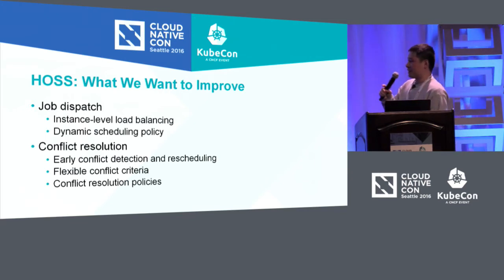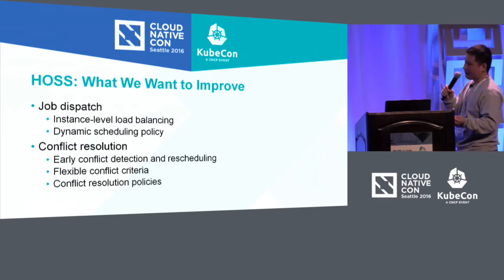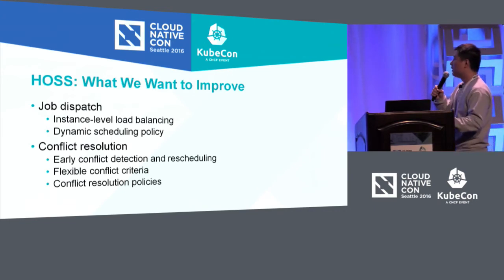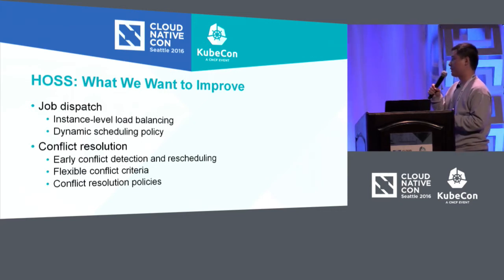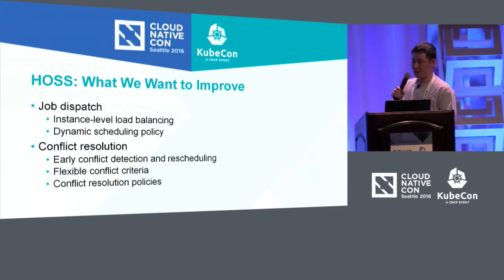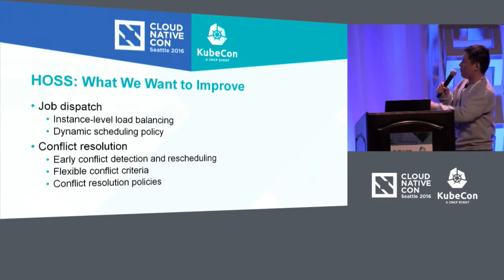This part of work is inspired by a paper from Google Omega, but we add lots of new features. Also, we want to provide flexible conflict criteria, so we can reduce the possibility of conflicts. And since there are many different schedulers, different workload types, we also want to provide a rich policy control on this conflict resolution. In the following slides, I will explain this work in detail.